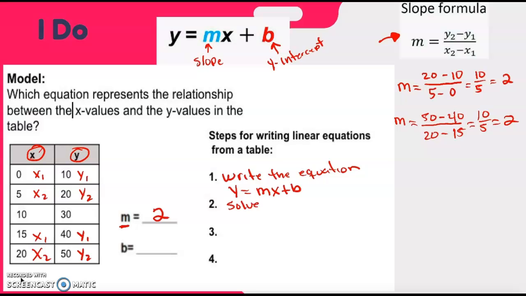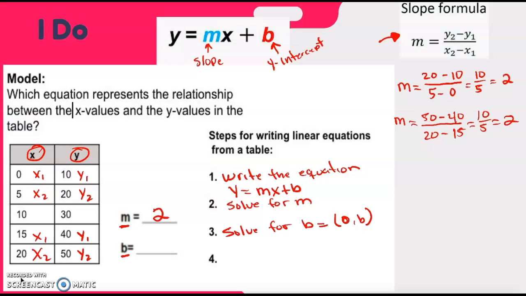Solve for m. Okay. Next is step 3. Step 3, we have to solve for b. Now, anytime you're working with a table and you're solving for b, which is your y-intercept, b is always going to be equal to the value of y when x is 0. So you always want to look for when x is 0, and whatever is in that row for y, that is your value for b.